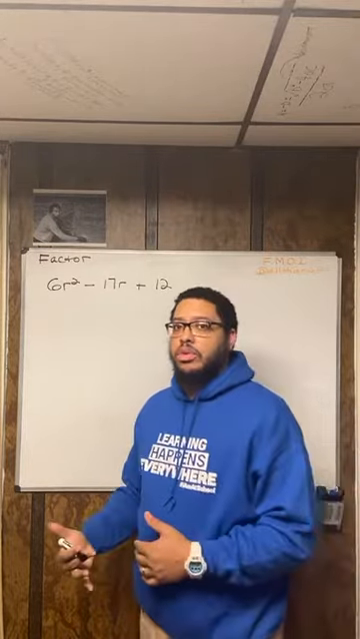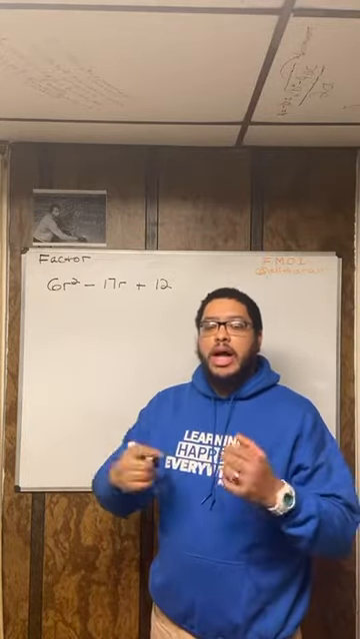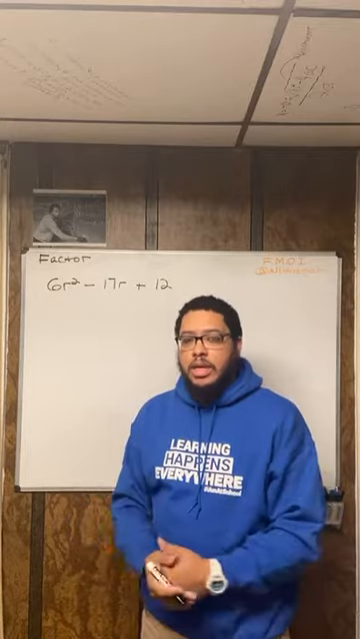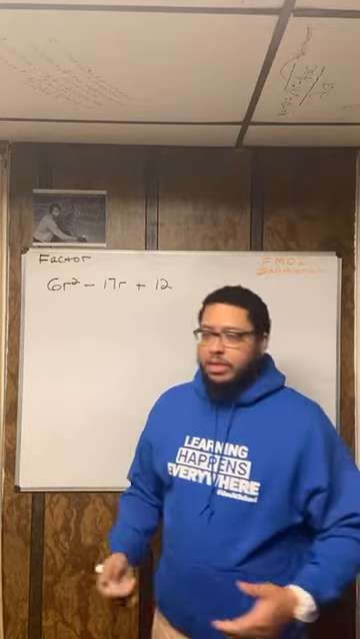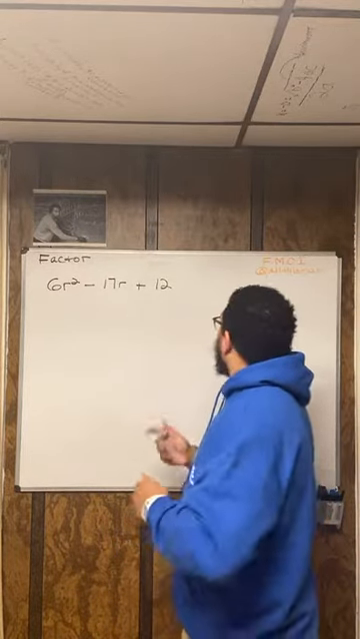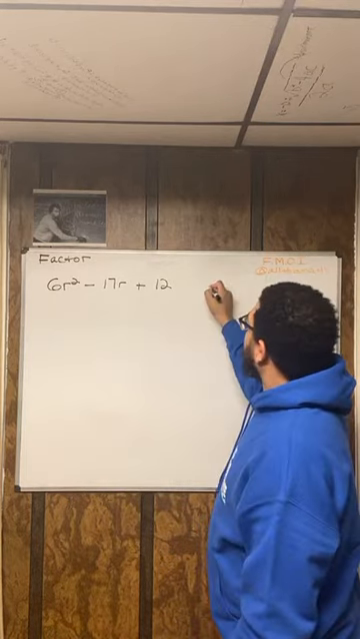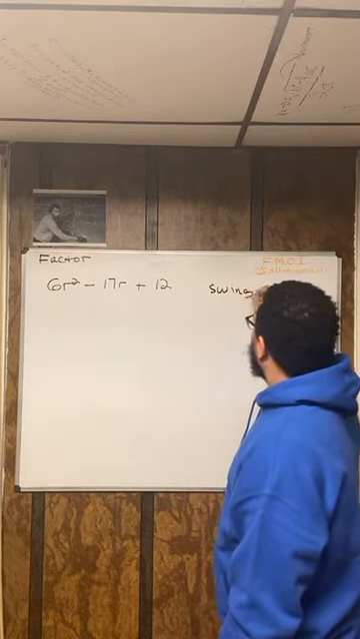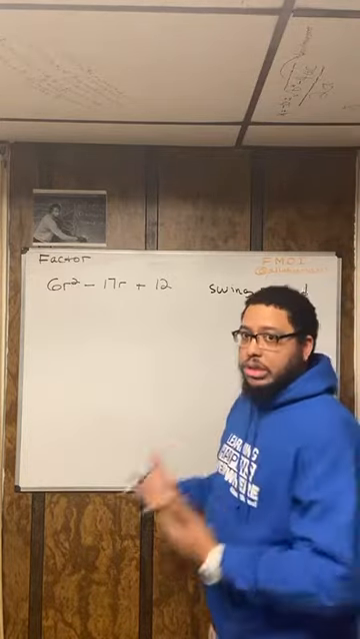But you should always check to see if there's a greatest common factor, because if you don't, you might end up with a larger or more complex expression than you actually need, and it would have been simpler to work with if you had just taken the greatest common factor out. So, all right, this is a quadratic trinomial. What we're going to do today is a method called the swing method. Or at least I like to call it the swing method.